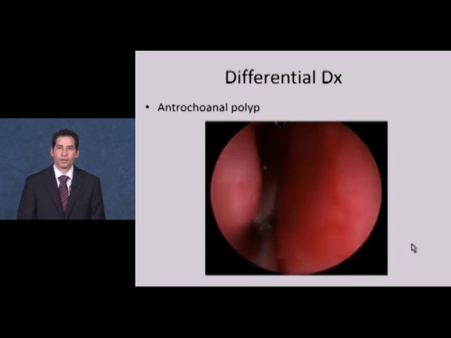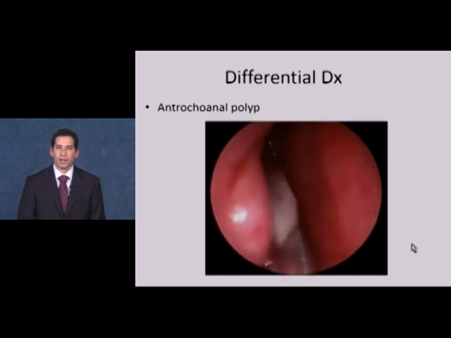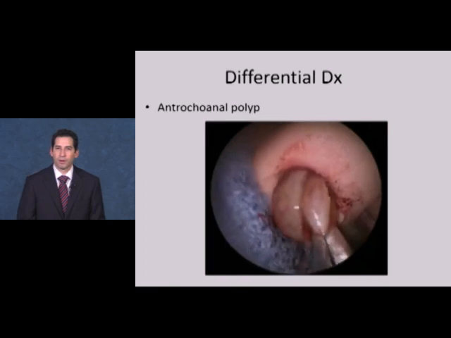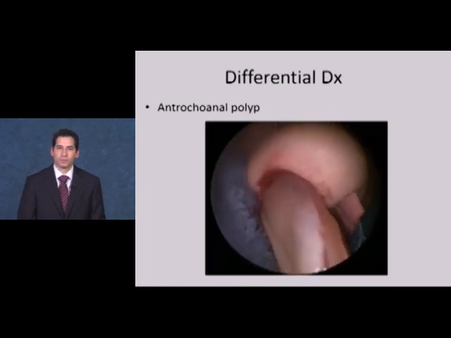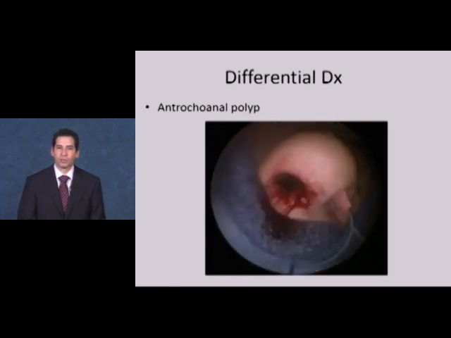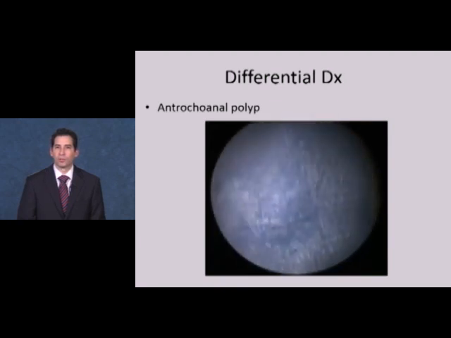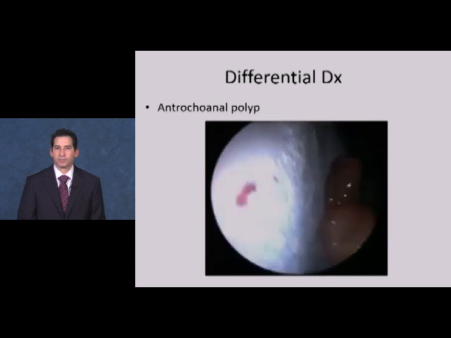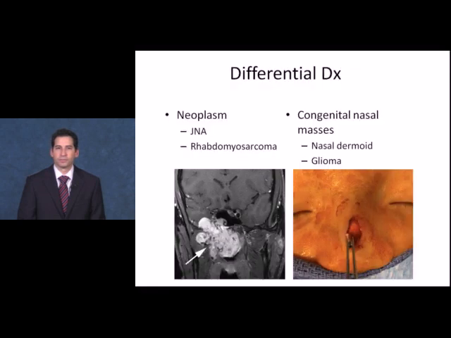In this case, a large polyp emanating from the maxillary sinus and obstructing the ostiomeatal unit is being grasped and withdrawn from the nasal cavity. Often children who undergo removal of an antrochoanal polyp do need further management of underlying allergies. The differential also includes neoplasms, such as juvenile nasopharyngeal angiofibroma, rhabdomyosarcoma, and congenital nasal masses, such as a nasal dermoid, glioma, or encephalocele.